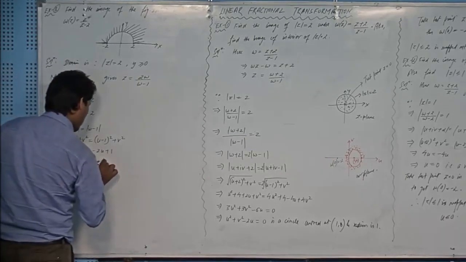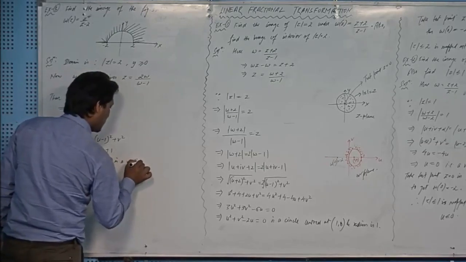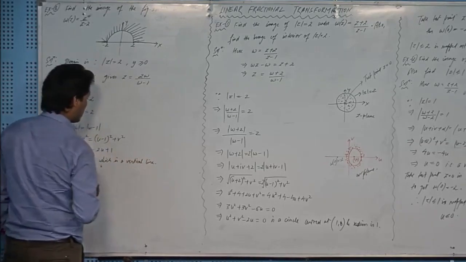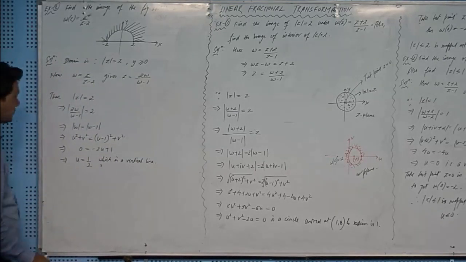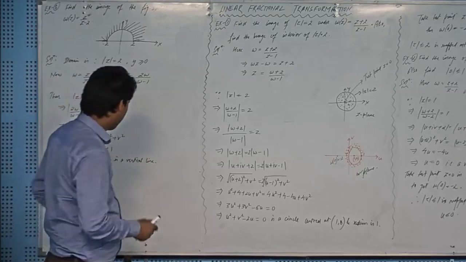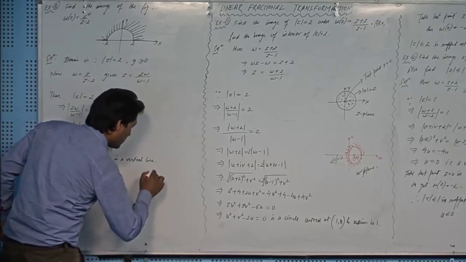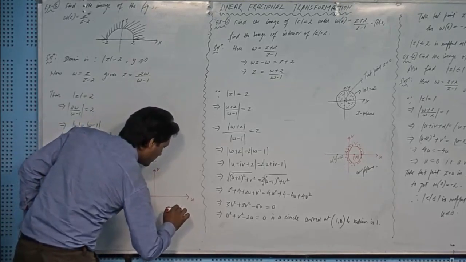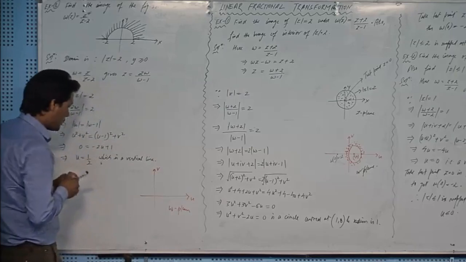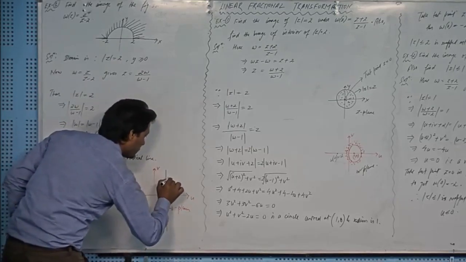And I should draw that. This is the v axis, this is the u axis, this is the w plane, right, and this is your u equal to half, the vertical line, right?